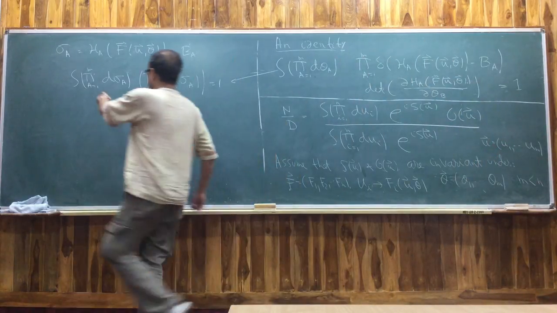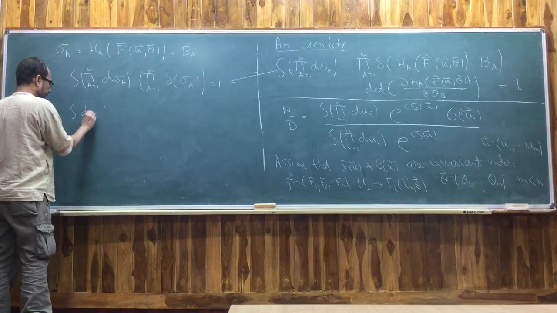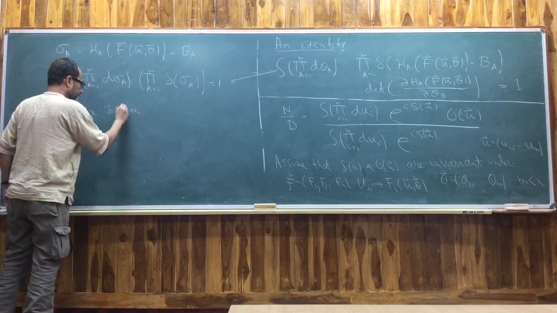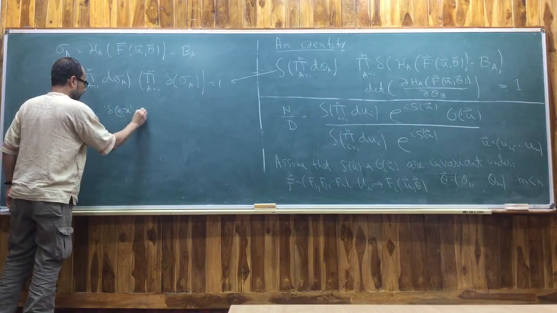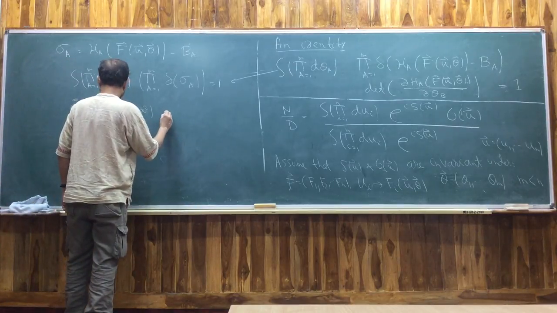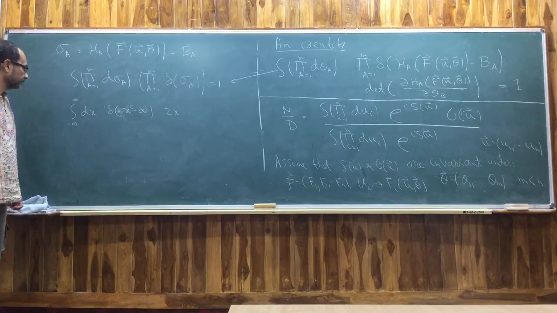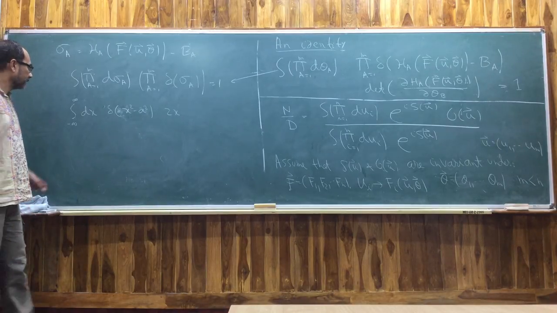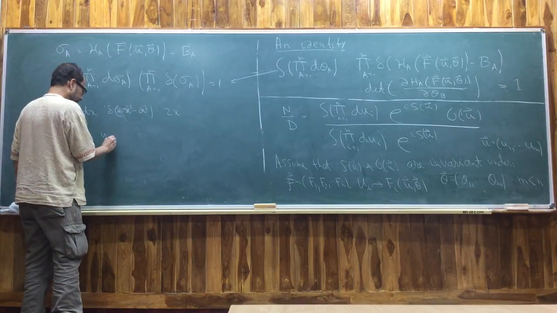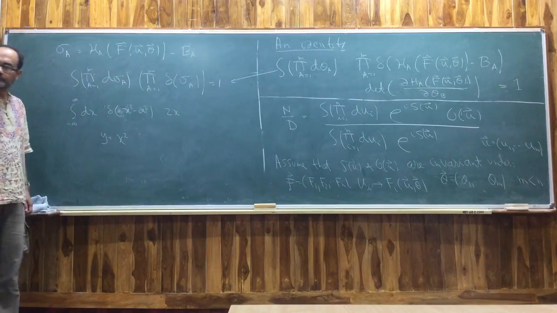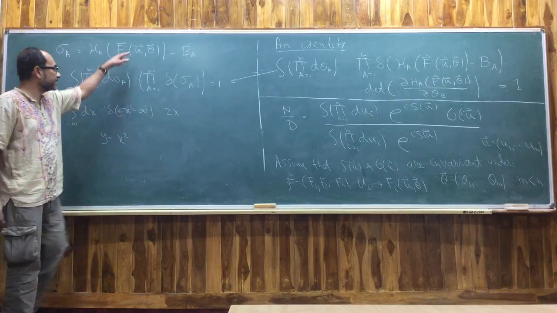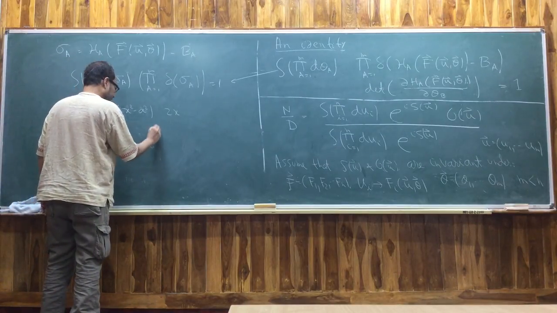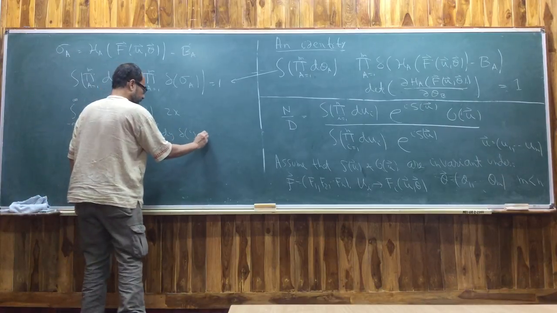Because otherwise, when you write this, let me give an example. Suppose you have the integral from minus infinity to infinity of dx delta of x squared minus a squared times 2x. What is the value of this? You now change variable to y, which is x squared. This is the change of variable that we are doing here. If you change variables to y equal to x squared, then you will conclude that this is like the integral from 0 to infinity of dy delta of y minus a squared.